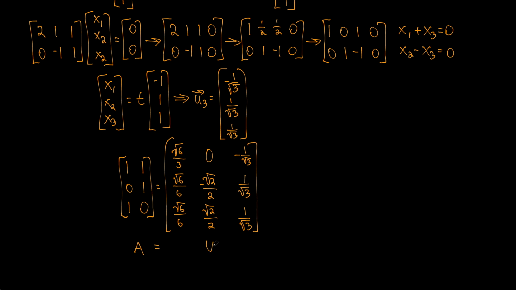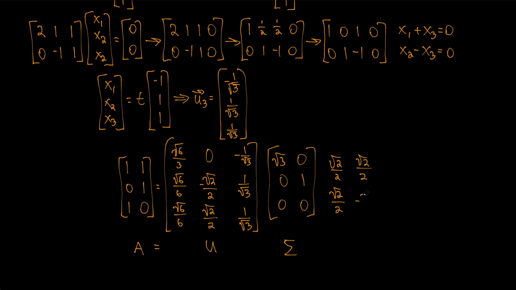So this is U. And then we multiply by sigma, which is built out of the singular values. That was square root of 3 and 1 on the main diagonal, because square root of 1 is 1, and then zeros otherwise. Okay, and now we just need V transpose. So V was square root of 2 over 2 and square root of 2 over 2, square root of 2 over 2 and minus square root of 2 over 2. That'll be V transposed. And there's our singular value decomposition of A.